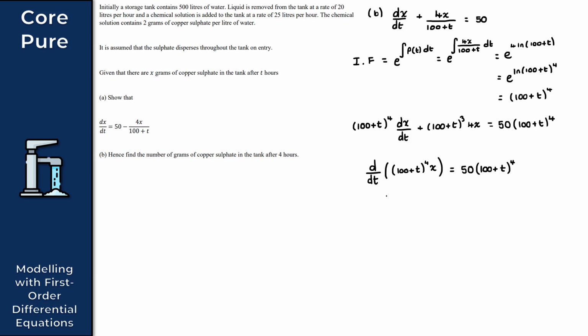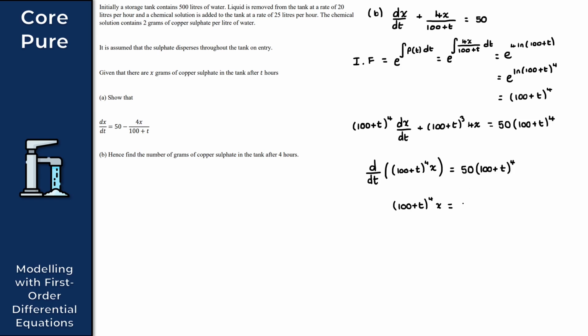So d/dt of (100 + t)^4 times x, what we now do is we integrate both sides. Given that this is a derivative, if we integrate a derivative, they just cancel, right? So I get left with the argument here, this (100 + t)^4 times x. All I need to do is integrate the right-hand side. Nice and straightforward, just add 1 to the power, divide by the new power.